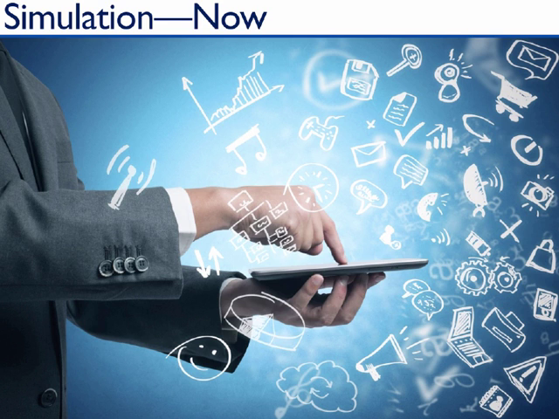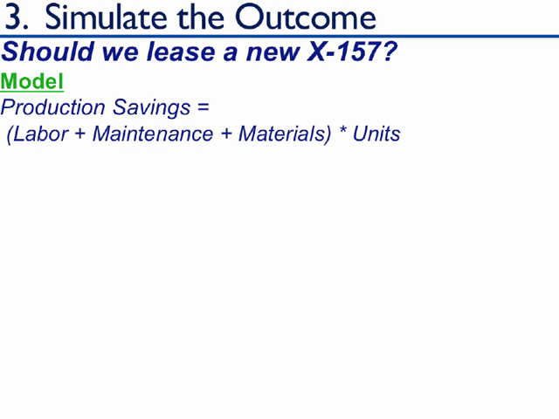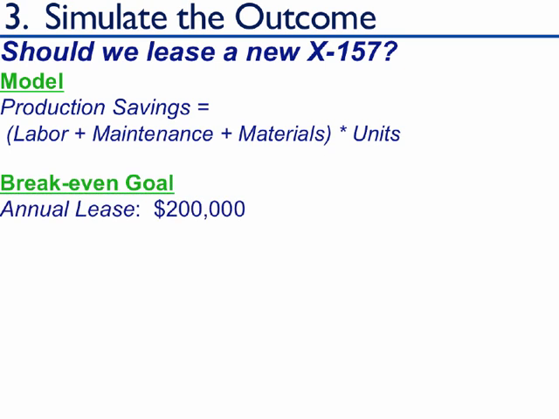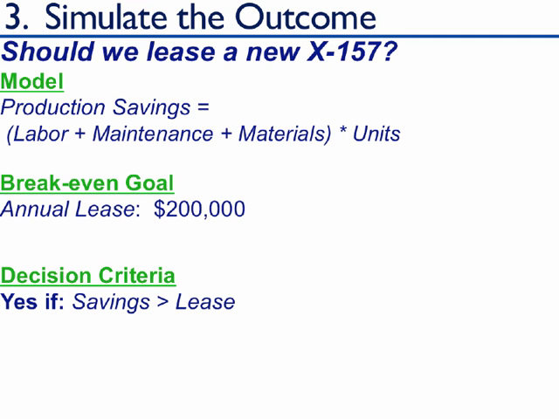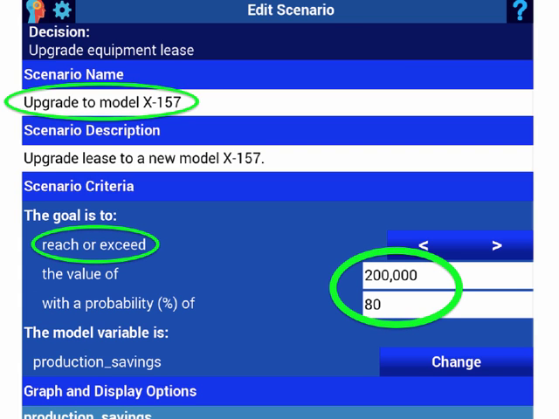So step 3 to a better decision, simulate the outcome. The model, as we've seen, is simply the formula for the production savings. Our break-even goal is $200,000, and the decision criteria is, yes, lease if we save more than $200,000. So let's put this criteria into Desdi. Back at the scenario, where we asked about leasing model X157, we specified that the goal is to reach or exceed $200,000, and we want to be 80% sure that we will indeed break even or do better.